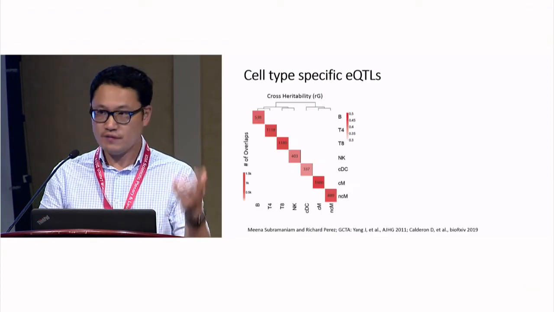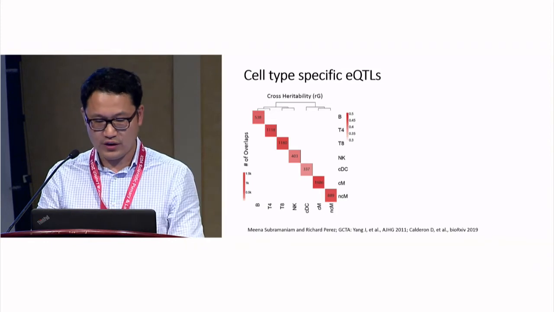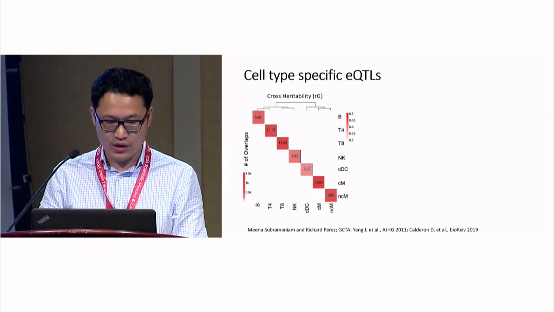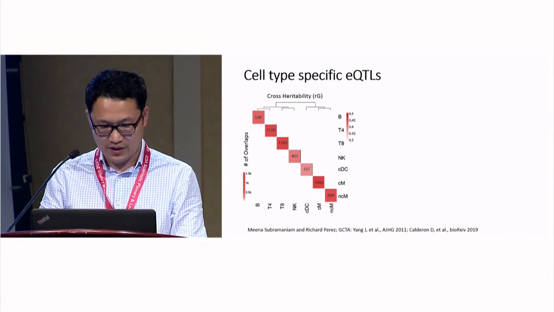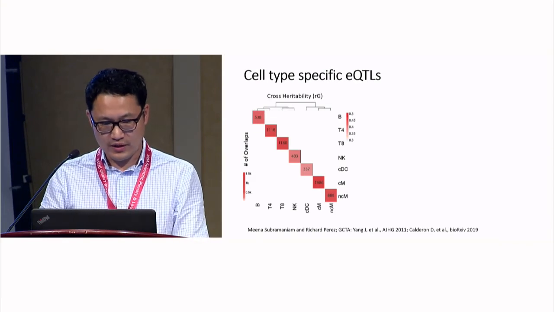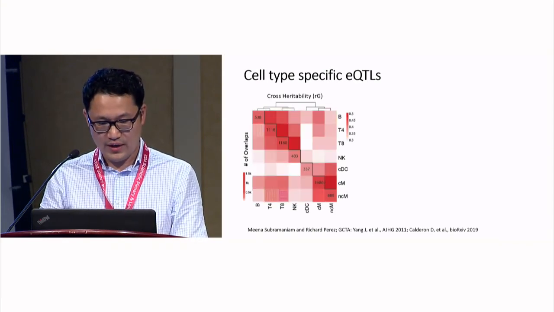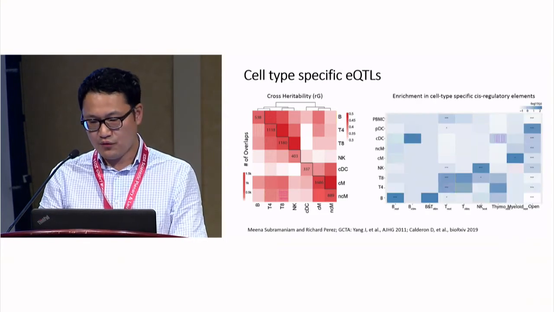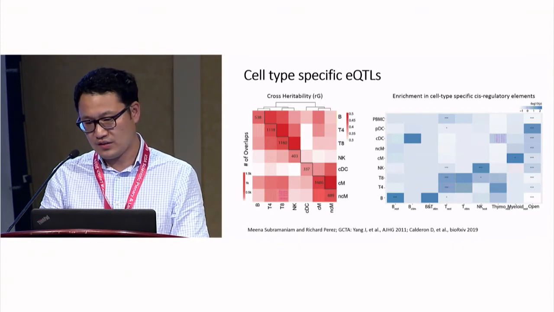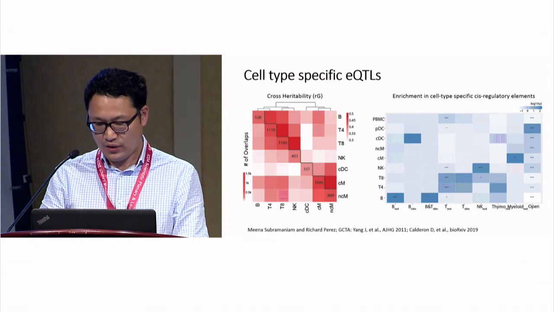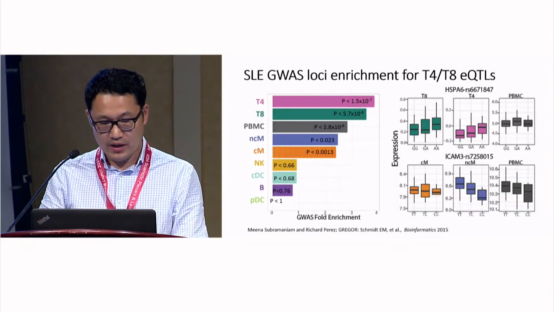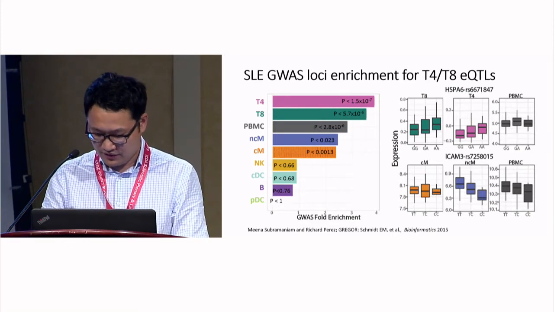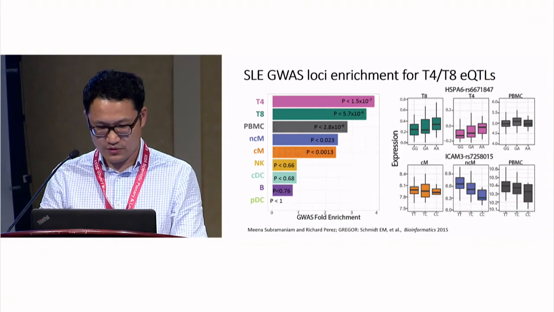So we took each of those 7 or 8 different cell types and did an eQTL analysis. Along the diagonal here, I'm just writing down the number of cis-eQTLs that we detected in each cell type. And above that, the upper triangle is a cross-heritability analysis where we're able to show that cell types that are related in lineage also share their genetic architecture. If we now ask what the cell type-specific regulatory elements are, they're also enriched. That's encouraging. And if we look at the SLE GWAS loci, they're enriched for CD4 and CD8 cis-eQTLs. And on the right-hand side, there are just some examples of cell type-specific eQTLs.